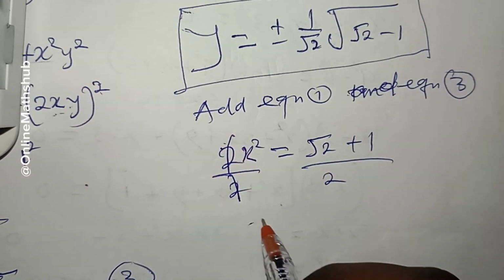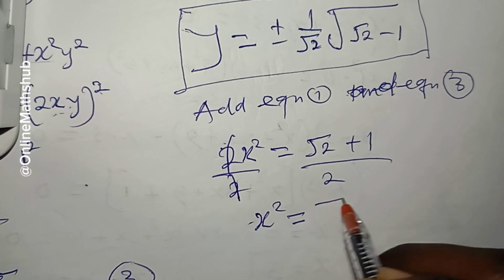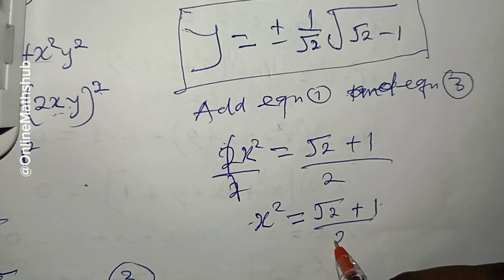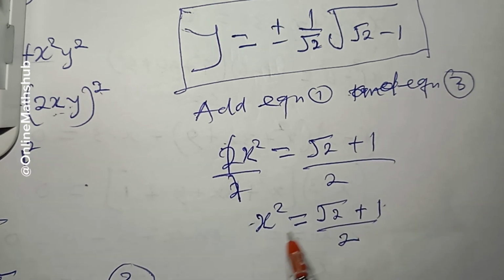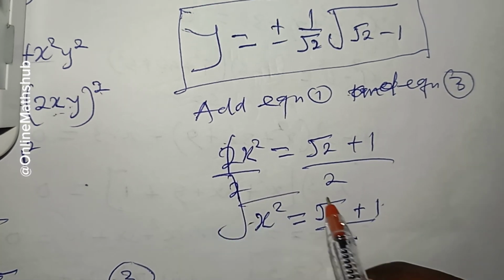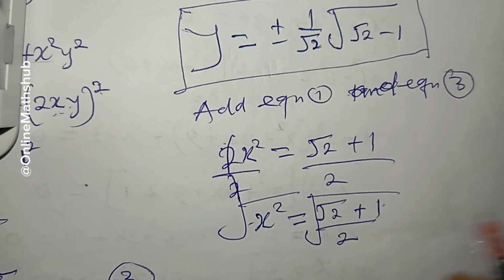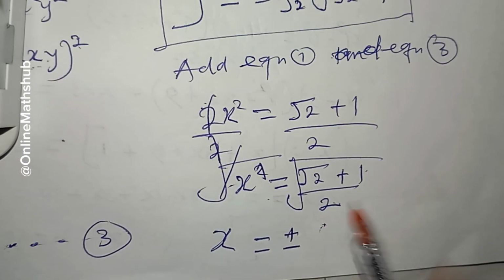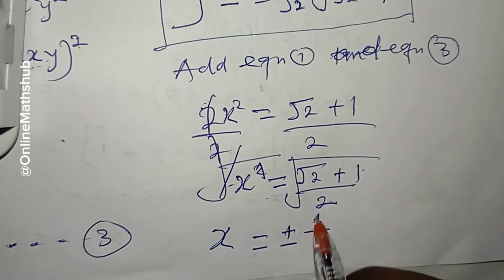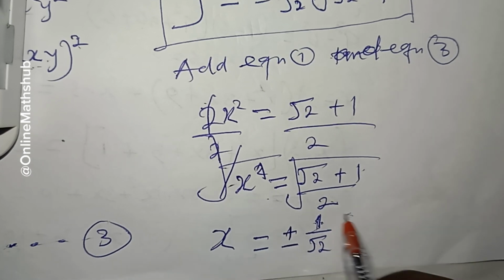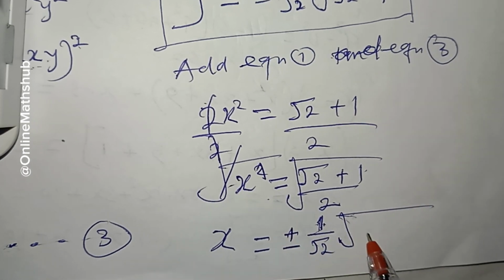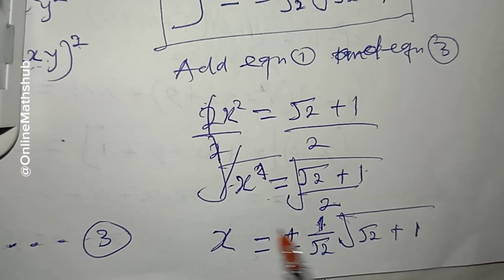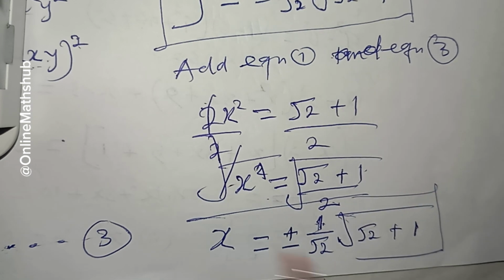At this point we can go ahead and divide through by 2, and if I do that, the 2s cancel, and x squared is now equal to root 2 plus 1, divided by 2. So we can just go ahead and take the square root of both sides, and if we do that, x is now equal to, and I'm also going to factorize out 1 over root 2 here. So I have 1 over root 2 out, and then all multiplied by the square root of root 2 plus 1. So this is what the value of x is going to be.